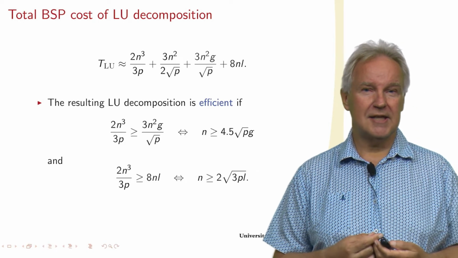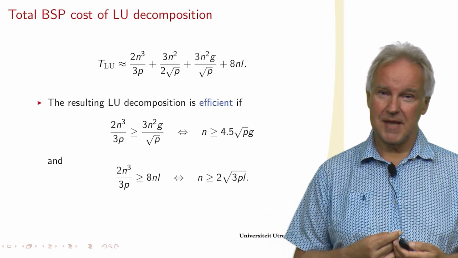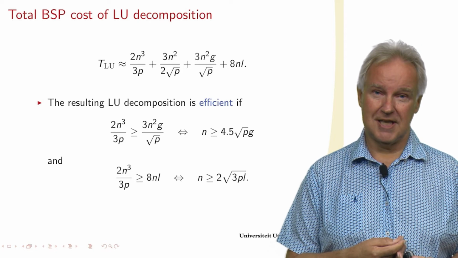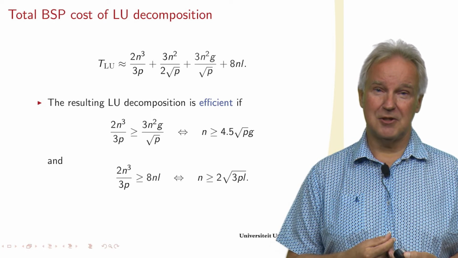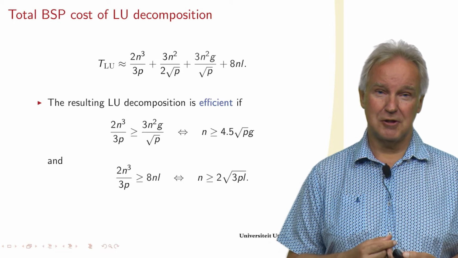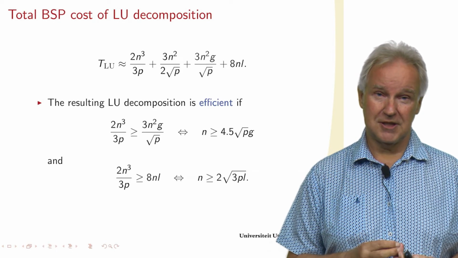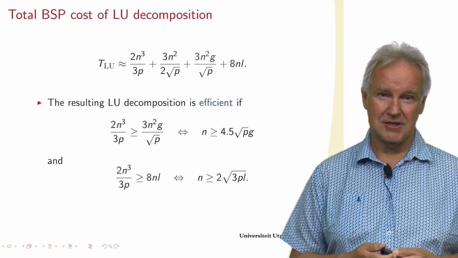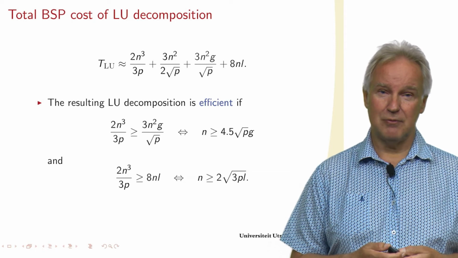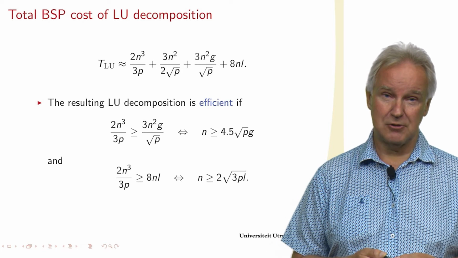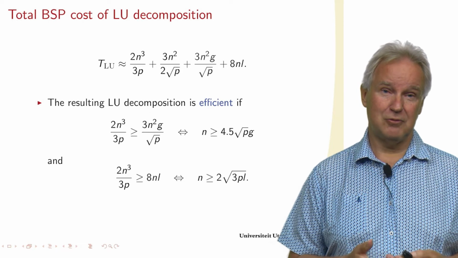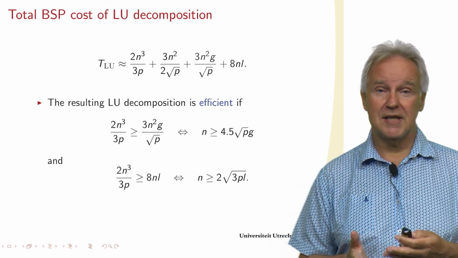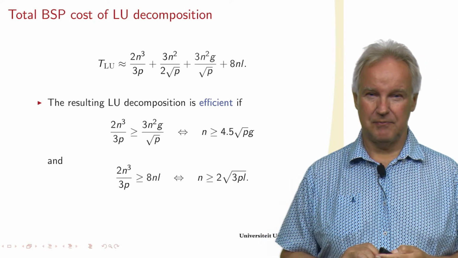And when would our algorithm be efficient? That is, if computation time dominates communication time. So we can compare the two terms that correspond to these computation and communication times. And then we see that we need n, a problem size, to be at least 4.5 times the square root of p times g. So for n large enough, we have an efficient algorithm comparing computation to communication.